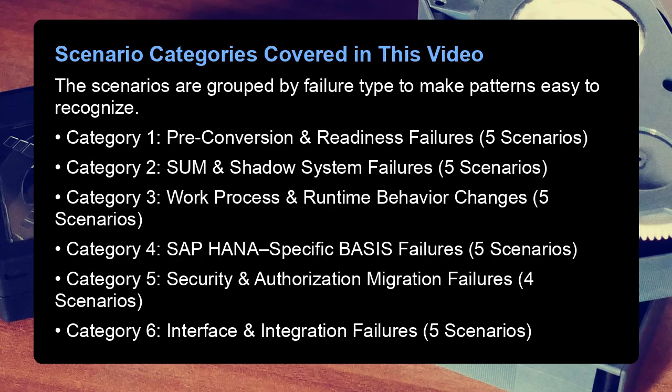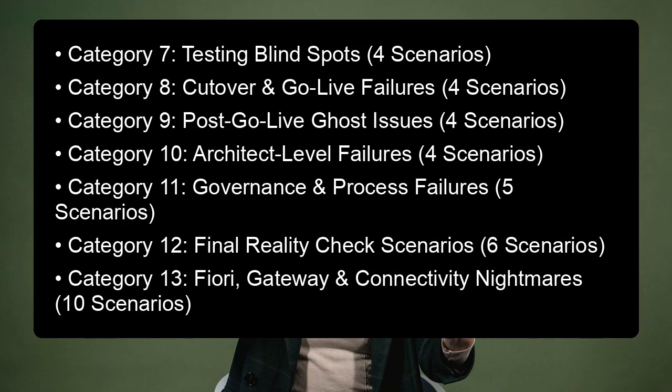Category 1, pre-conversion and readiness failures, 5 scenarios. Category 2, SUM and shadow system failures, 5 scenarios. Category 3, work process and runtime behavior changes, 5 scenarios. Category 4, SAP HANA specific basis failures, 5 scenarios. Category 5, security and authorization migration failures, 4 scenarios. Category 6, interface and integration failures, 5 scenarios. Category 7, testing blind spots, 4 scenarios.